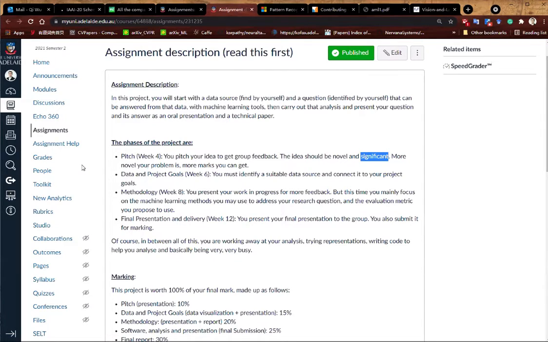Then the third step is about the methodology. After you find your data set, you have to find out what kind of algorithm you want to use to address it, right? So you need to present your work in progress for more feedback. But this time you want to mainly focus on the method part, not the problem, not the data set. You show us what kind of algorithm you want to use to address it.